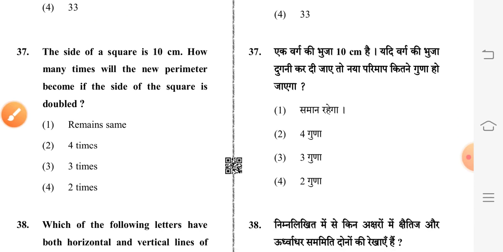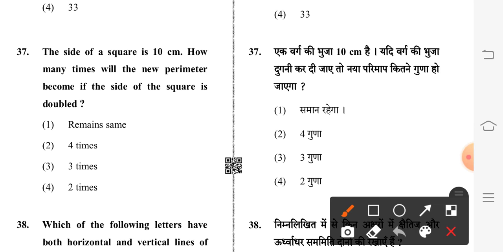Question number 37, fourth one is correct. Second 37 question number. The side of a square is 10 centimeters. How many times will the new perimeter become if the side of the square is doubled? Correct option is fourth option, 2 times.